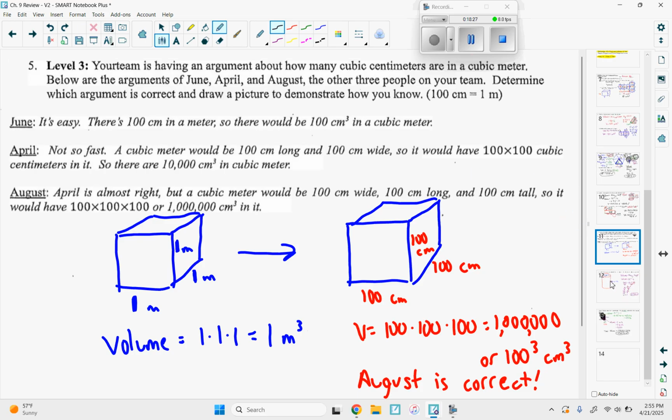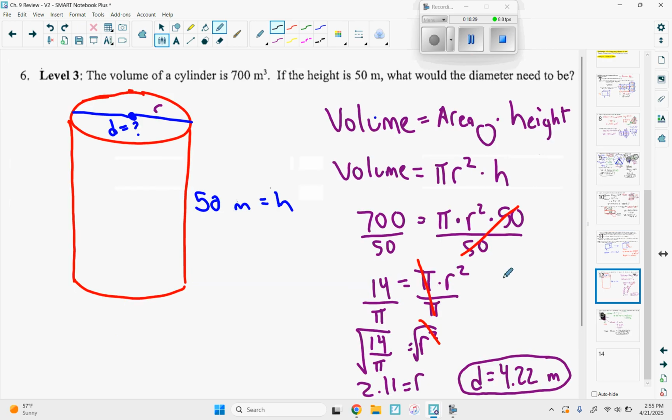Here is problem number 6. In this problem, they give us the volume, they give us the height. This is the formula for volume of a cylinder. You plug in the parts that you know, and you're going to solve for your radius. And once you know your radius, then you can figure out diameter, which is twice as much.